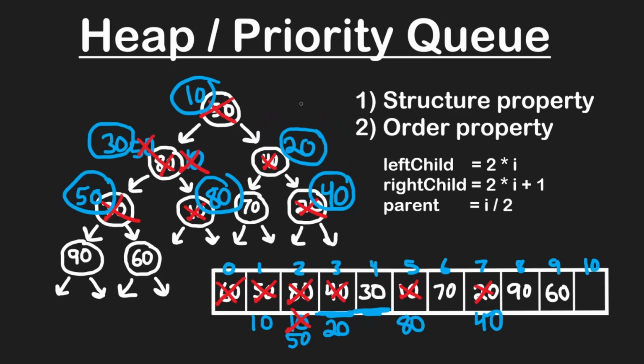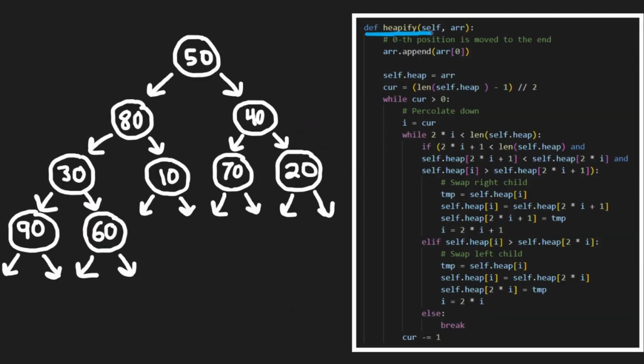Now let's take a quick look at the code. So the Heapify algorithm is pretty similar to remove that we talked about earlier, only in this case, Heapify, or build heap you could call it, is going to be passed in some input array. And when we have that input array, we're basically going to take the 0th element and move it to the last position. That's what append is doing. It's basically pushing it to the end.